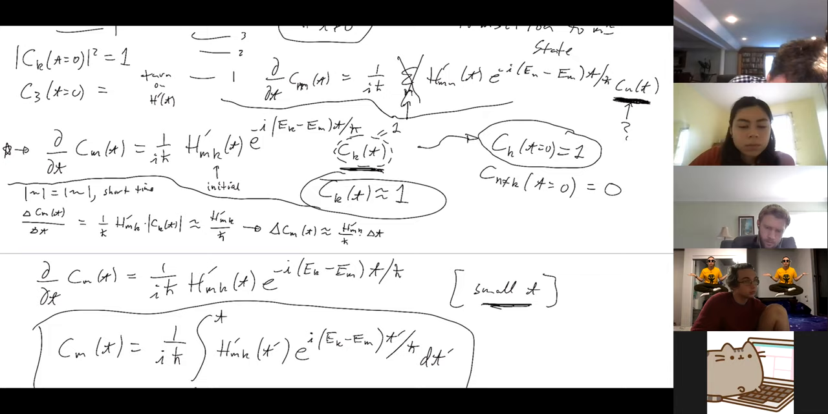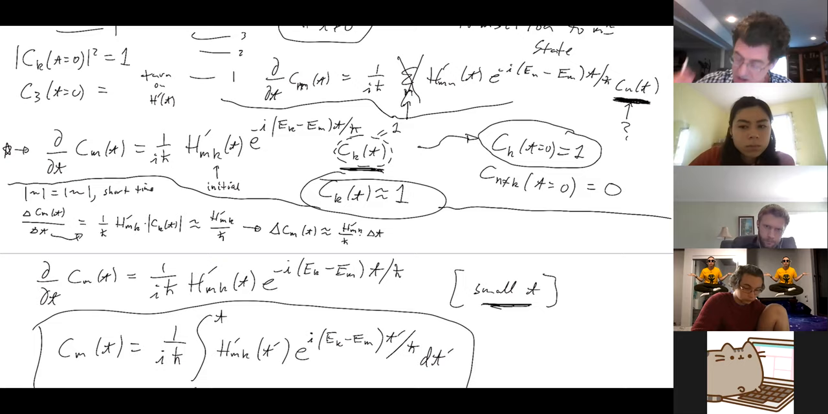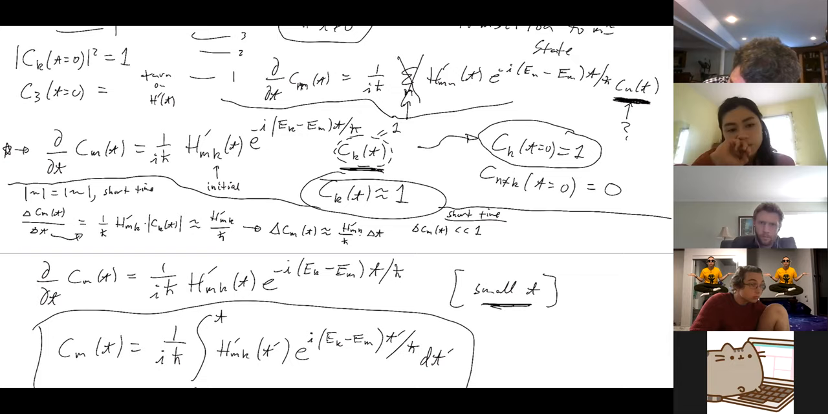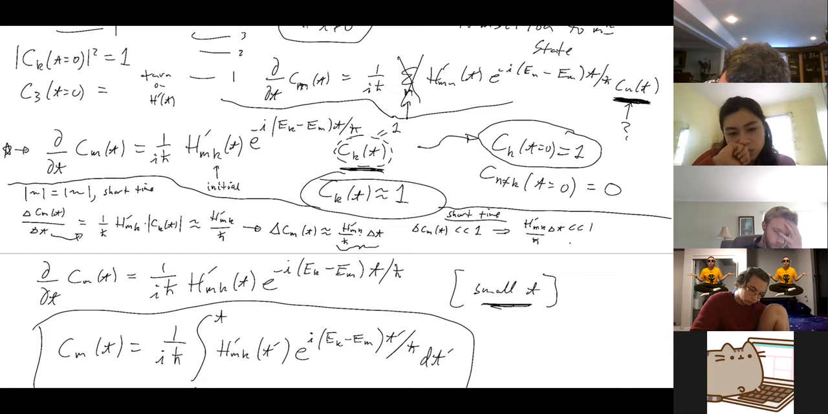So now for the approximation to hold, there cannot be much green goo that has flowed. So for a short time, I'm defining what a short time is, delta Cm of t is much less than what? Tell me. One? Yes, exactly, because the biggest that the amplitude can be is one. So for a short period of time, it has to be way less than one. That means that h prime mk over h bar delta t has to be less than one, so delta t has to be less than h bar over h prime mk.